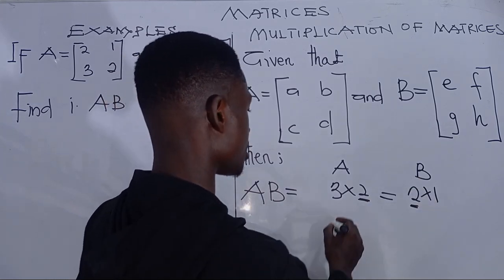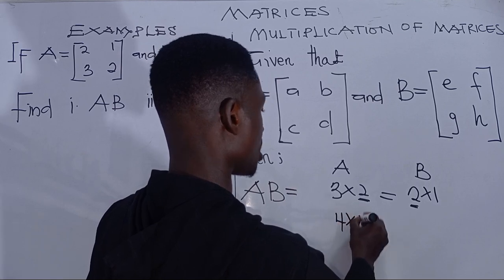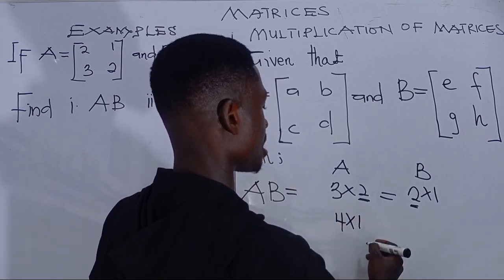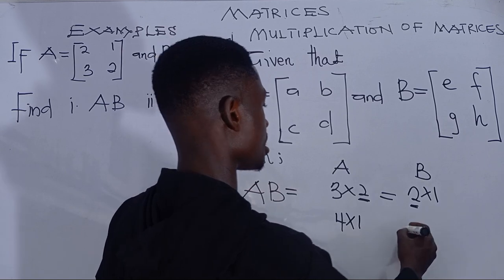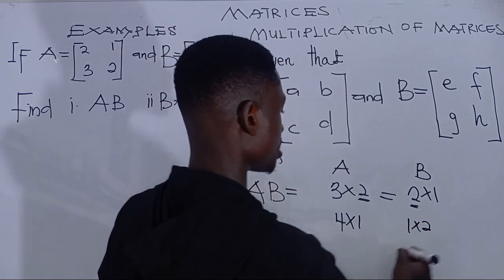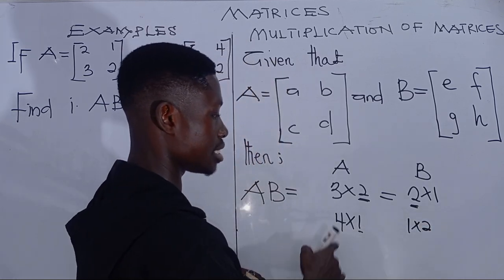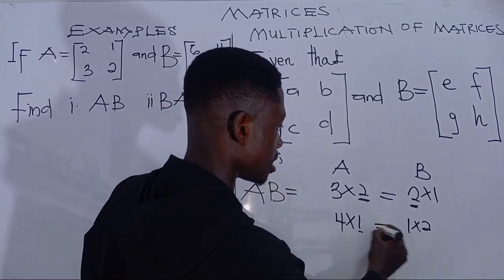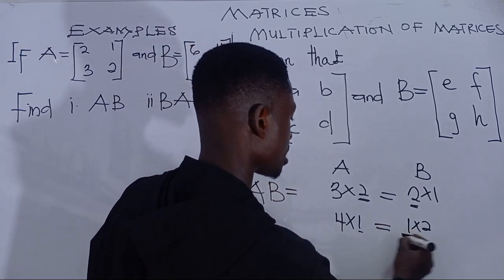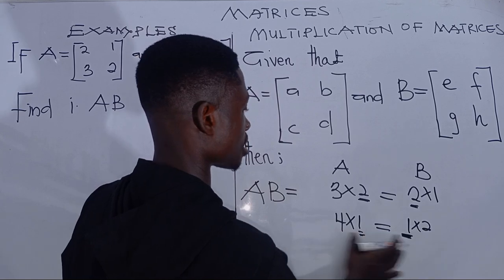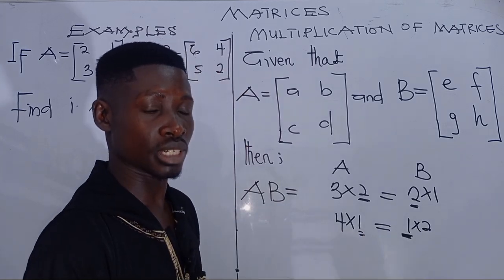Similarly, if you have, let's say, a 4 by 1 matrix, and then you have a second matrix, which is, let's say, a 1 by 2 matrix, since the number of columns in the first matrix is equal to the number of rows in the second matrix, then these two matrices can be multiplied together.